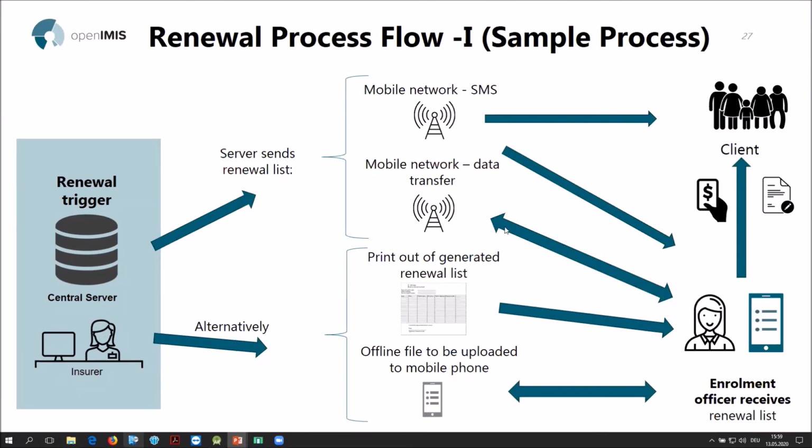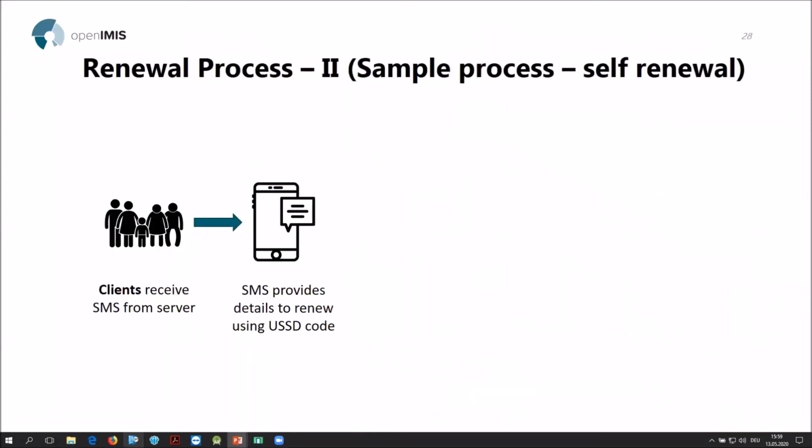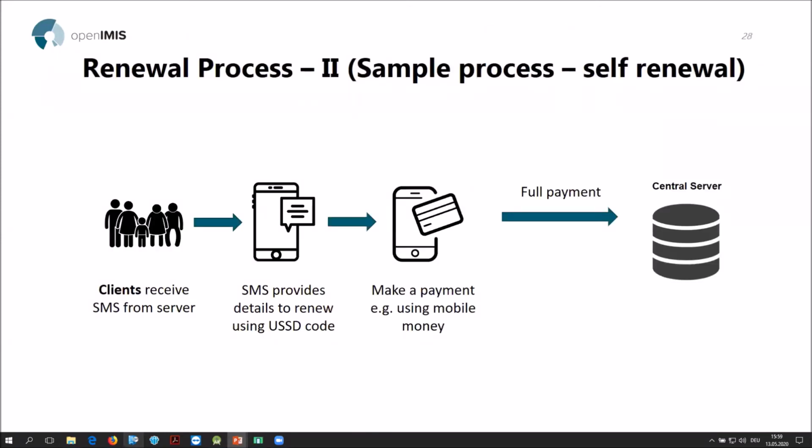Or the most standard case, which is the phones: using data transfer, the system sends a checklist of, say, these are the 50 households which you have to enroll in the next month. And that then the enrollment officer can take and then undertake the renewals. The point which I mentioned, one special case in Tanzania, where clients can also directly receive SMS from the server close to the time when they have to renew. And that then gives information like the USSD code, etc.